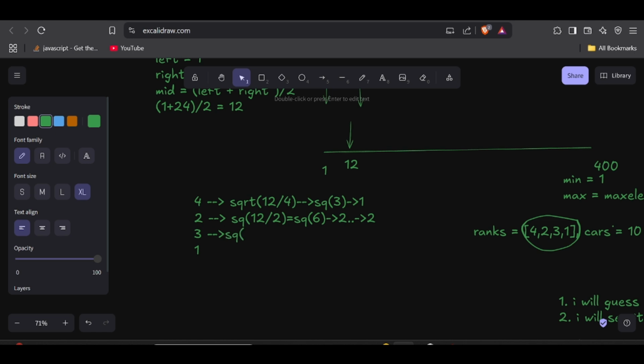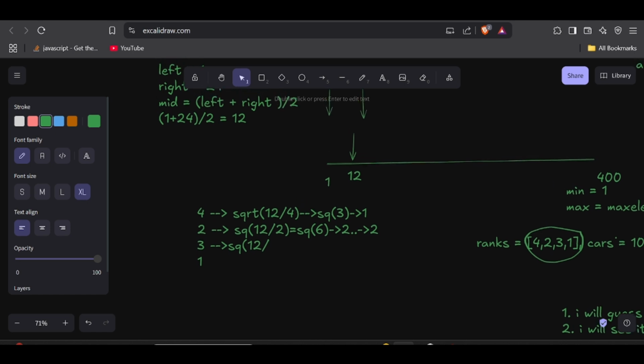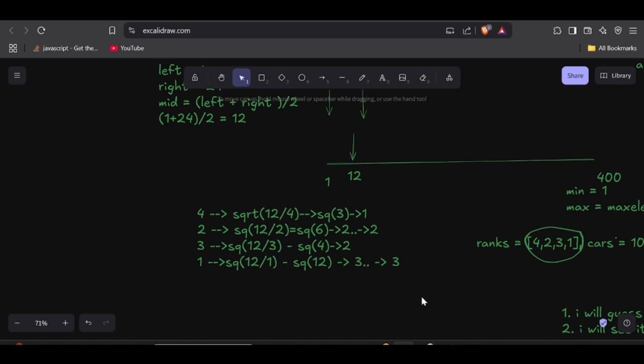Next is square root of 12 divided by 3. So it will be equal to square root of 4. It will be 2 only. The next one is the square root of 12 divided by 1. It will be square root of 12 only. What is the square root of 12? It is around 3 point something. So it will give me 3. So let's count it out.